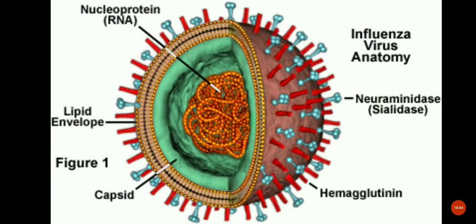So this is the chart of the virus, with nucleoprotein and RNA, and the influenza virus anatomy, including the lipid envelope, the part of neuraminidase, the hemagglutinin, and from the figure 1 we have the capsid.